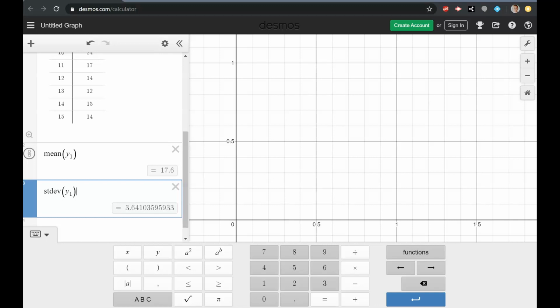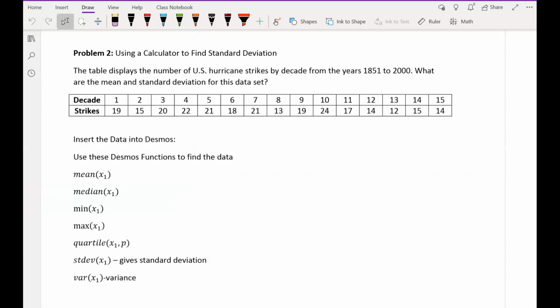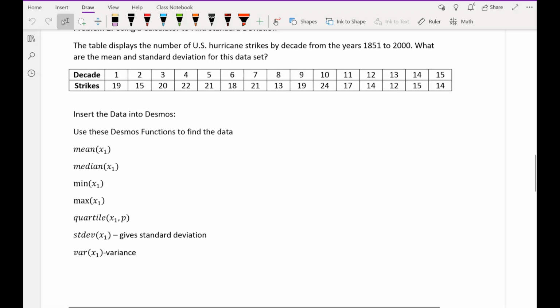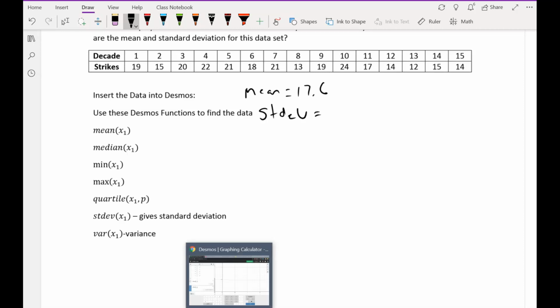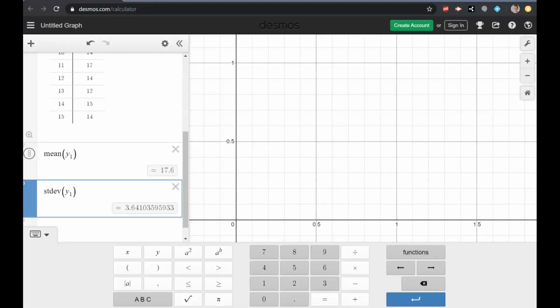But what we want to do here is go back and write this down. The mean we found in Desmos. Remember, that's just the average. You add all the things together and divide by however many things we have. Well, we found the mean was 17.6. There's about 17.6 hurricanes each decade. The standard deviation was, and I already forgot, what was it? I think it was 3.64. Yeah, 3.64.